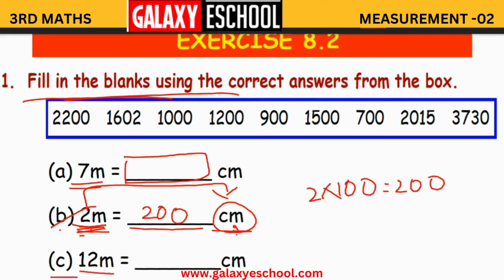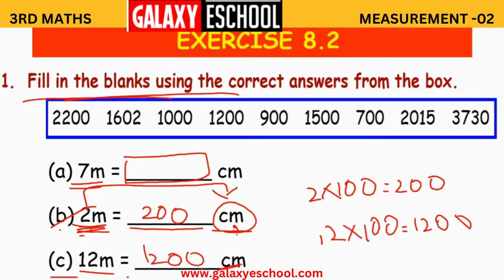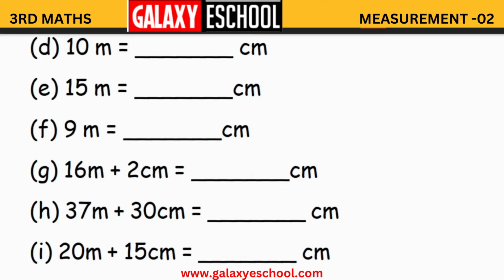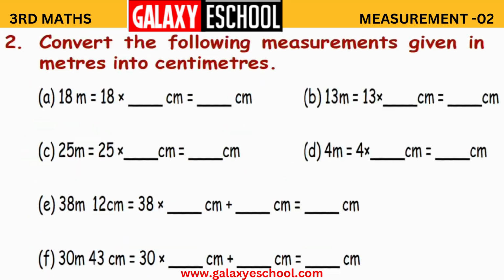Now coming to question C, 12 meters is equal to dash centimeters. 12 into 100 is equal to 1200 centimeters. Is this clear, children? Conversion of meters into centimeters. And here are a few more examples. I hope you can try and solve the given exercise problems.